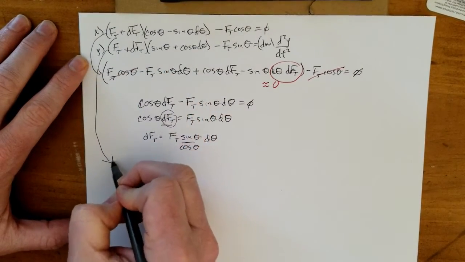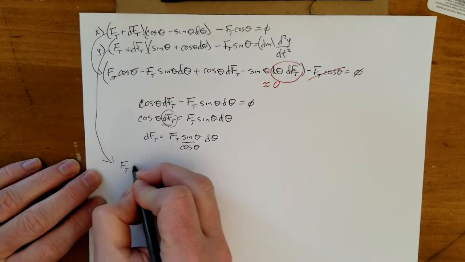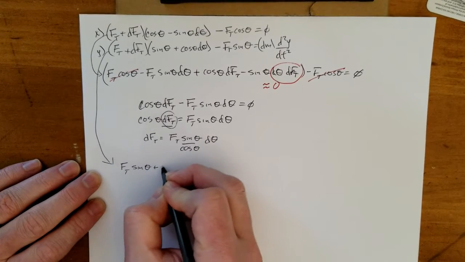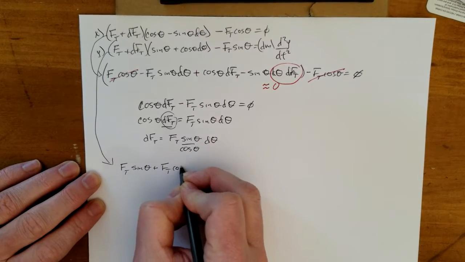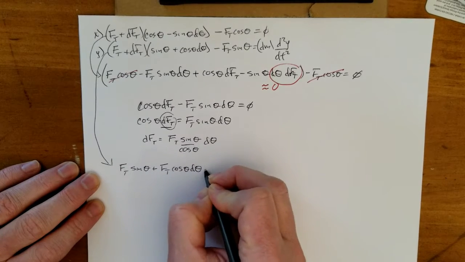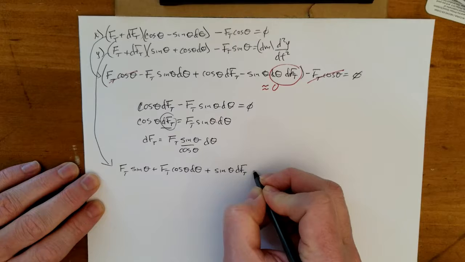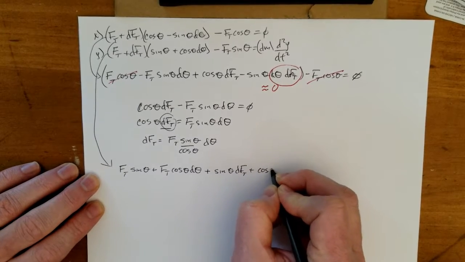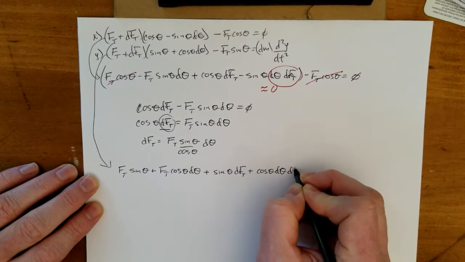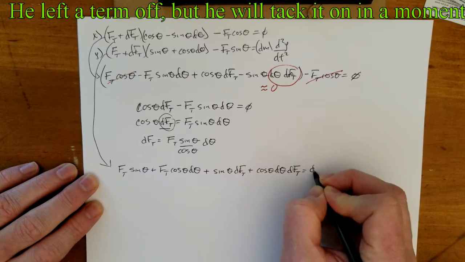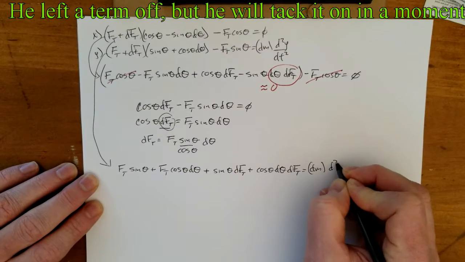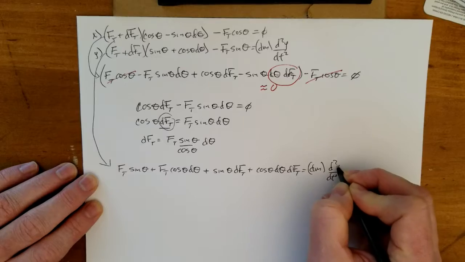Now let's deal with this equation. FOIL it out. Tension times the sine of theta plus tension times the cosine of theta d theta plus sine of theta dFT plus cosine of theta d theta times the differential of the tension is equal to my tiny little mass times d squared y over dt squared.